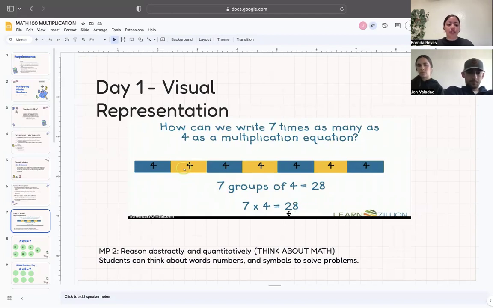So for this visual representation, we are going to highlight math practice 2, which is reason abstractly and quantitatively. We really want them to think about math. Students can think about words, numbers, and symbols to solve problems. So this visual representation allows them to see words, numbers, and symbols in order to solve the final equation.